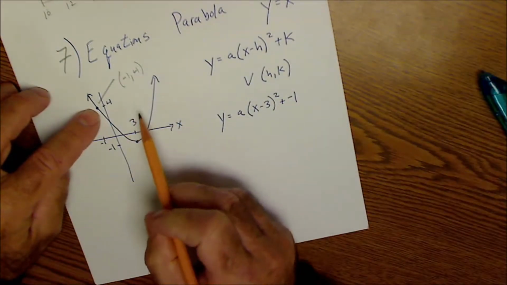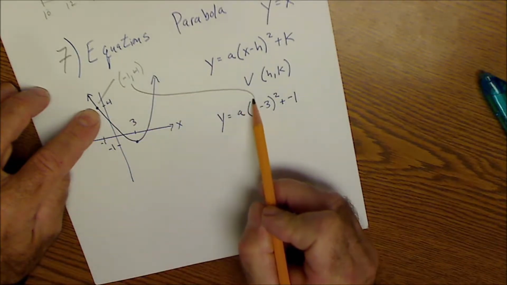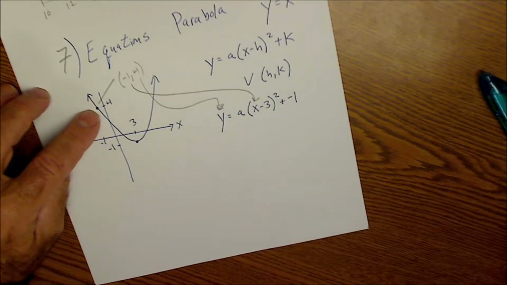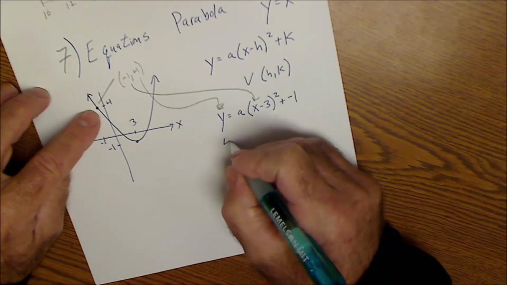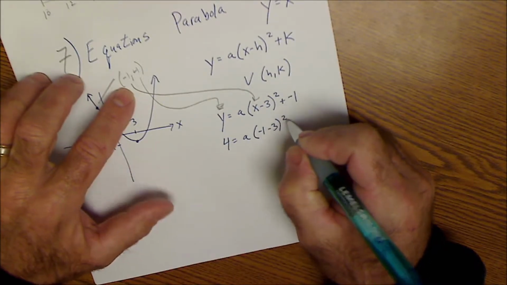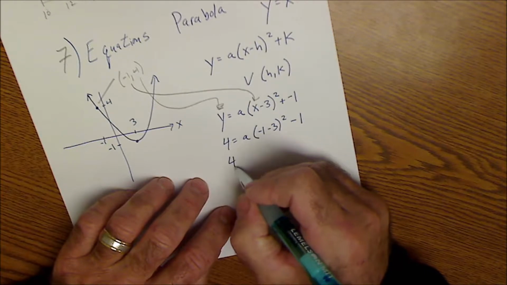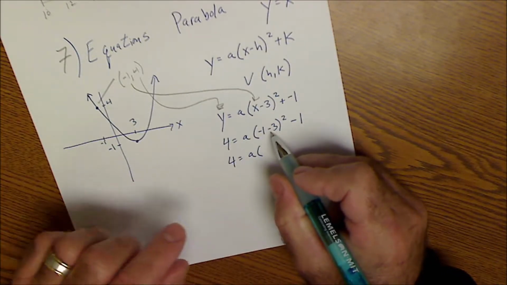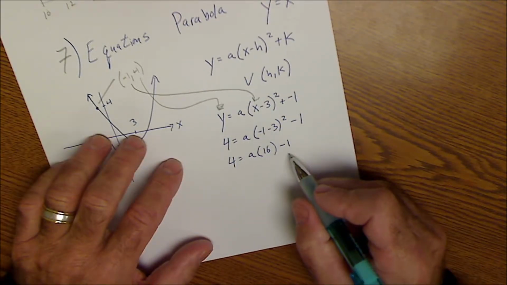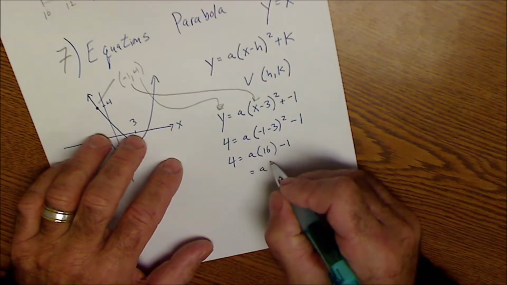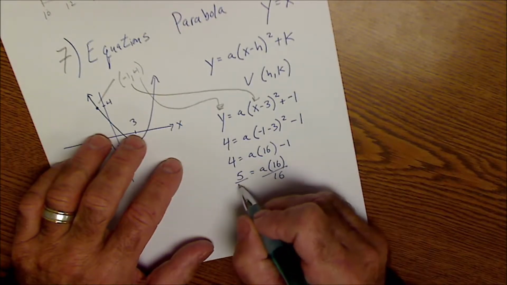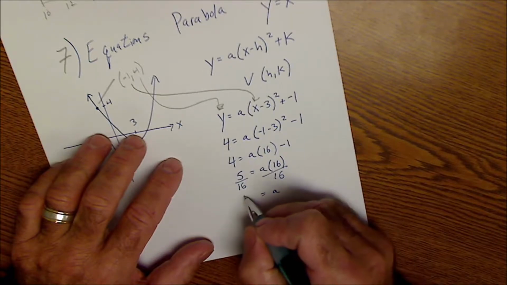It's an xy value. I'm going to take that negative 1 and plug it in here for x. Take that 4, plug it in here for y, and solve for a. So I have 4 is equal to a, negative 1 minus 3 squared, minus 1. 4 is equal to a, negative 1 minus 3, negative 4 squared is 16, minus 1. I'm going to add 1 to both sides to get a times 16. Adding 1 to both sides gives me 5. Divide both sides by 16, and a is equal to 5/16.